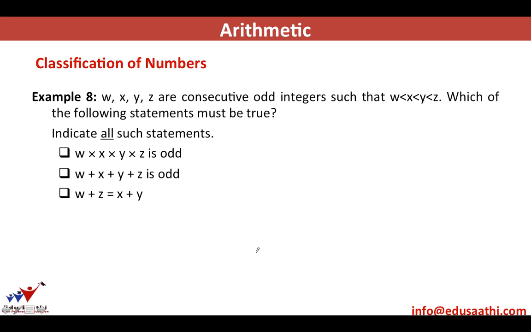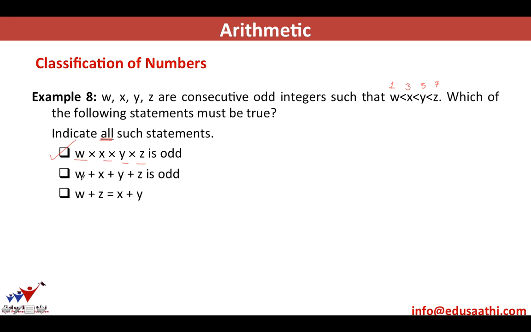Let's look at another example. W, X, Y, Z are consecutive odd integers such that W is less than X, less than Y, less than Z. Which of the following statements must be true? Indicate all such statements. Again, the method that I would prefer would be to assume the values 1, 3, 5 and 7. When you're multiplying odd numbers, the answer is always odd. So this is correct. Even without multiplying, you know odd into odd is always an odd number.